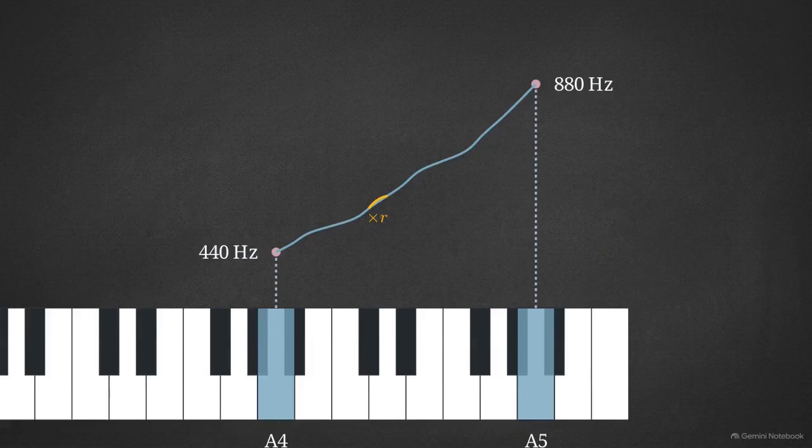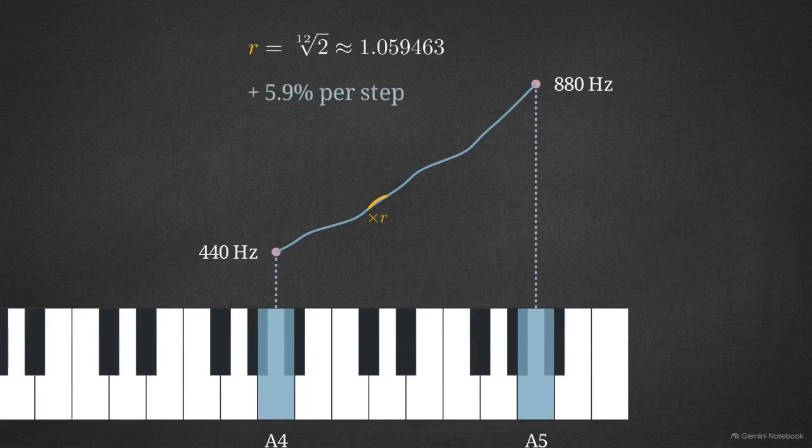We can write this geometric growth as a single algebraic equation. Start at 440 hertz, multiply by our unknown ratio R exactly 12 times, and we must land exactly at 880 hertz. Divide both sides by 440, and we get R to the 12th power equals 2. To isolate R, we take the 12th root of 2, which gives us approximately 1.059. Every time you move one key to the right on a piano, the frequency increases by about 5.9%.